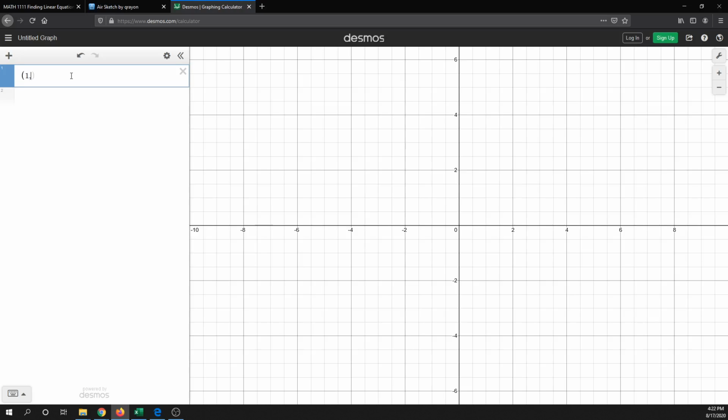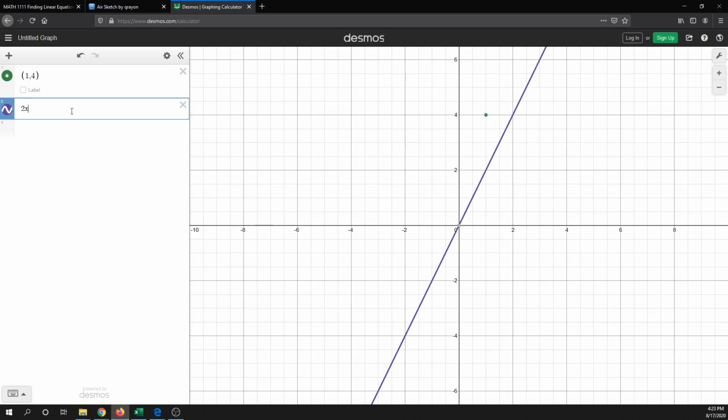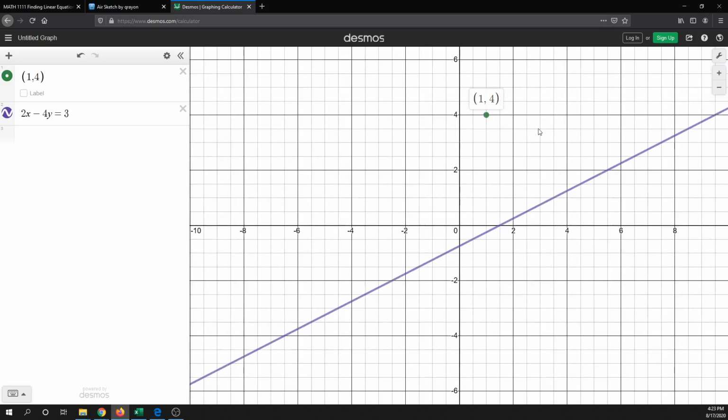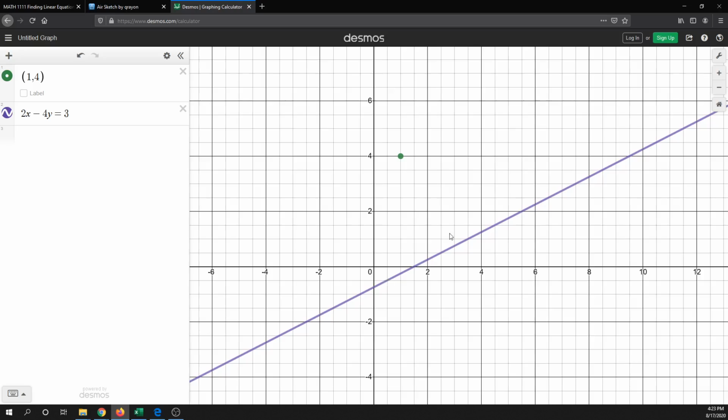All right, so here's the point 1, 4, and the line is 2x minus 4y equals 3. So we want to find a line that goes through this green point that is parallel to this line right here.